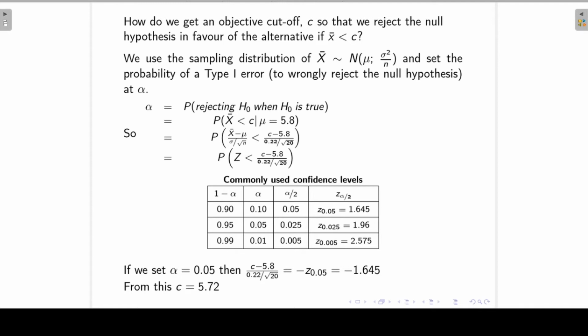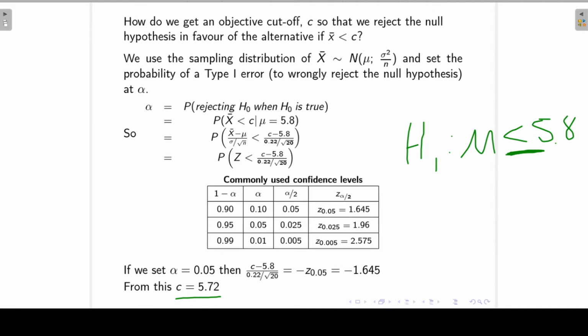Okay, and we calculated the cutoff value C as 5.72, and we said that if the sample mean is less than this cutoff value, we will reject the null hypothesis. The reason why we say that we will reject if it is to the left of this cutoff value is because our alternative hypothesis is a left-sided alternative. Let me just write it here, that my alternative is less than 5.8. So it's a left-sided alternative. So that is why we will reject the null hypothesis if the sample mean is less than my cutoff value.